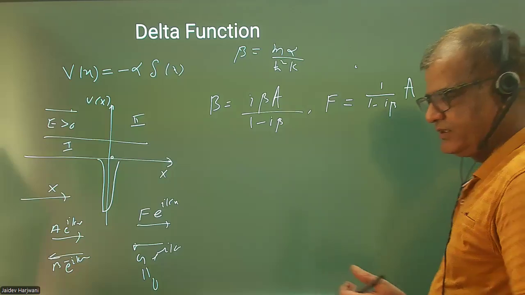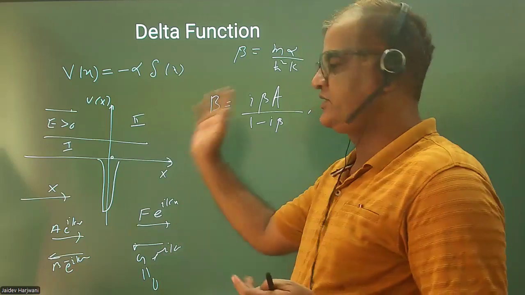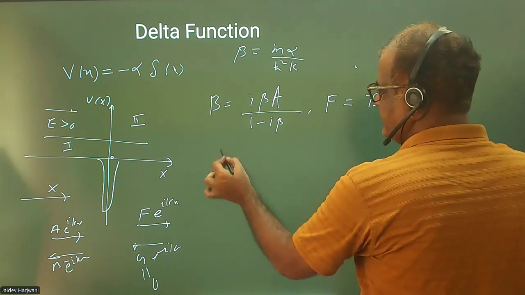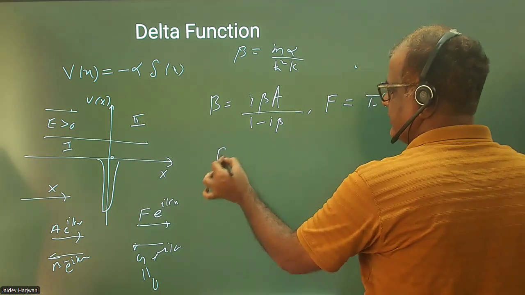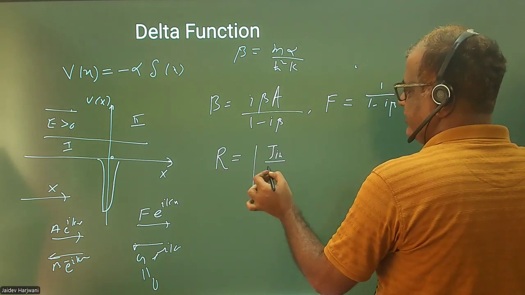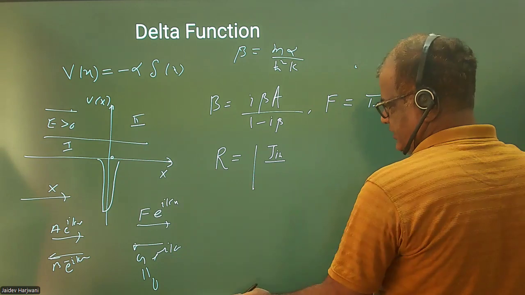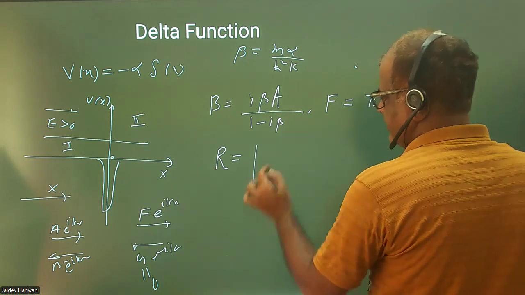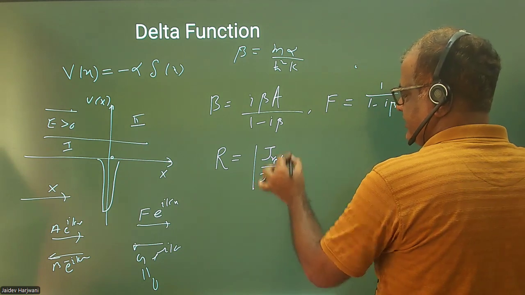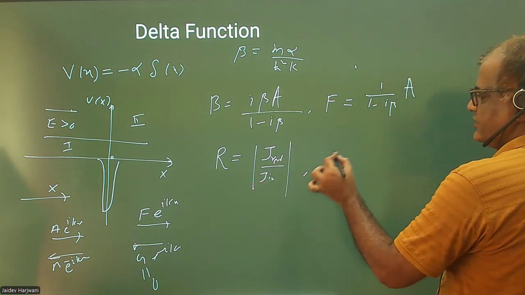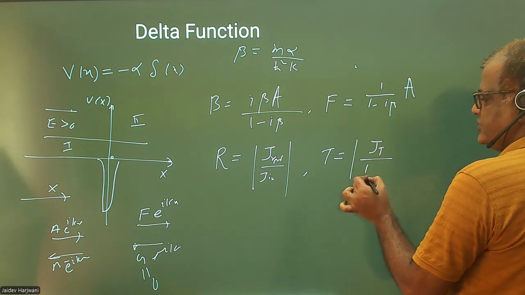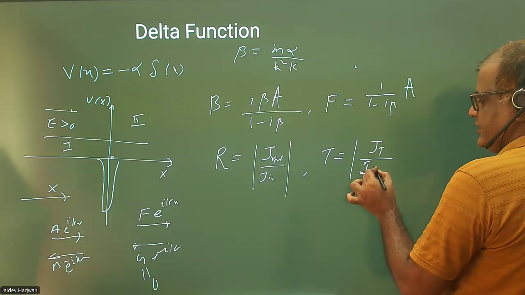Now I want to find the reflection constant and transmission constant. The reflection constant is defined as J reflected upon J incident. Similarly, the transmission constant is defined as J transmitted upon J incident.